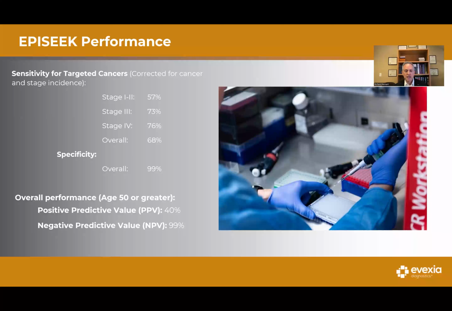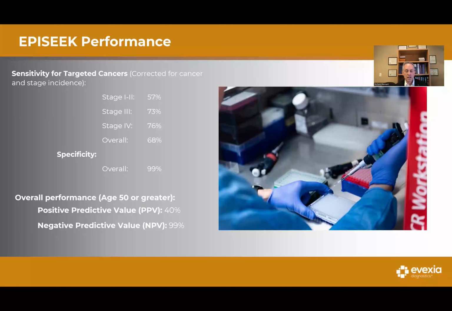The negative predictive value: how likely is it that a negative or no cancer signal detected result is correct? That's 99% of the time. So the odds of having cancer, if you get a normal result from us, no cancer signal detected, are very low, but they're not zero.